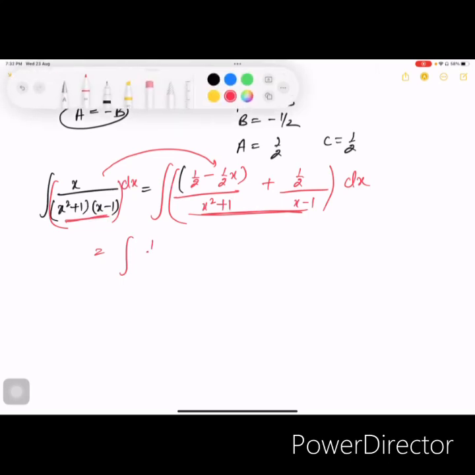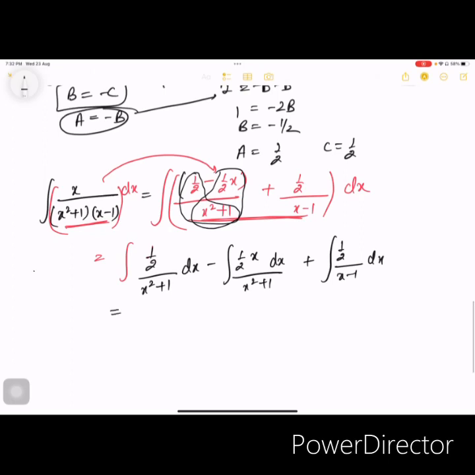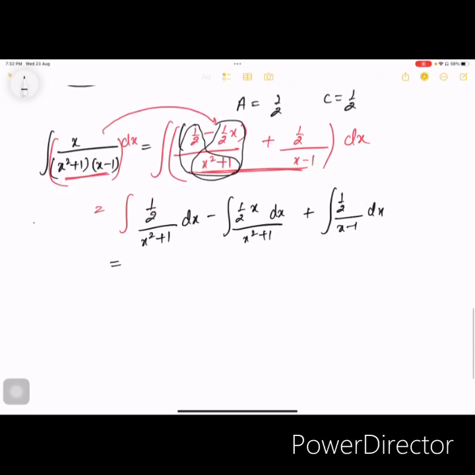Okay, now splitting the terms, the denominator 1, we can rewrite it as half upon x square plus 1 dx minus half x upon x square plus 1 plus half x minus 1 dx. 1 by 2 is constant. Put it outside the integration.